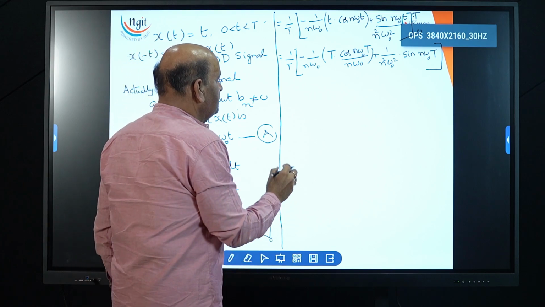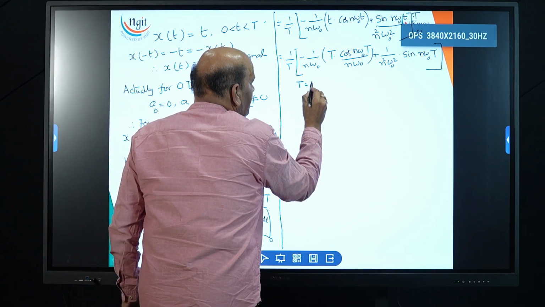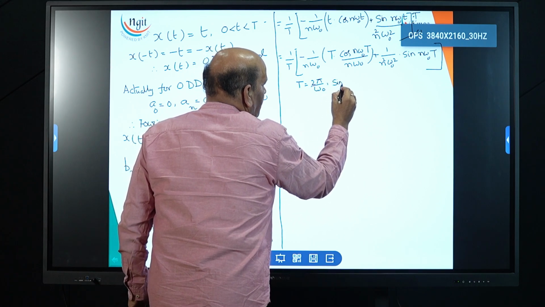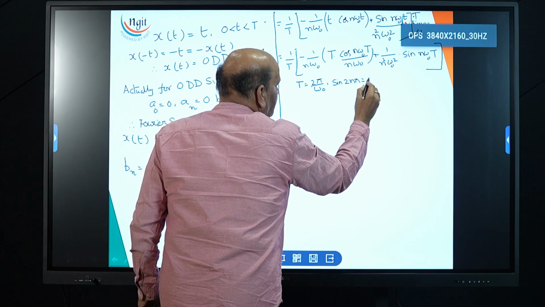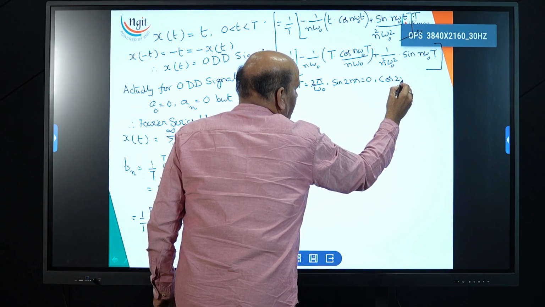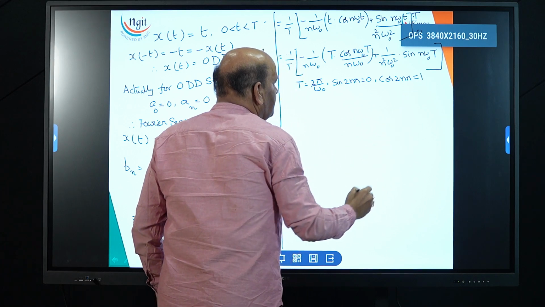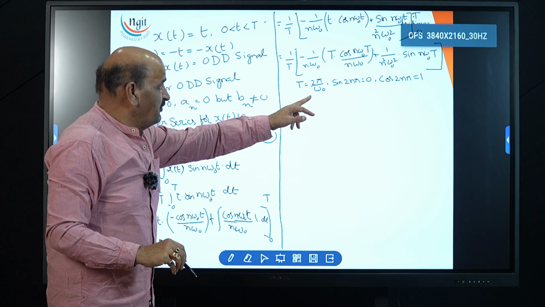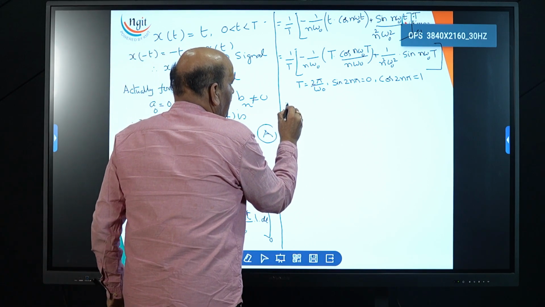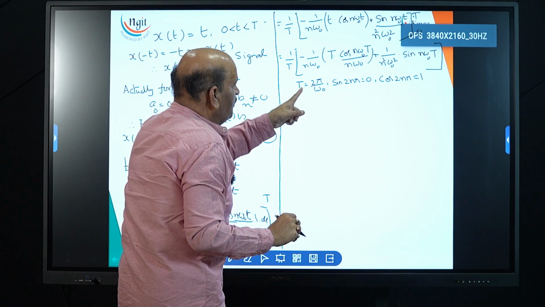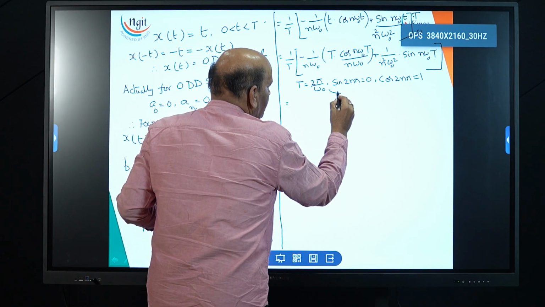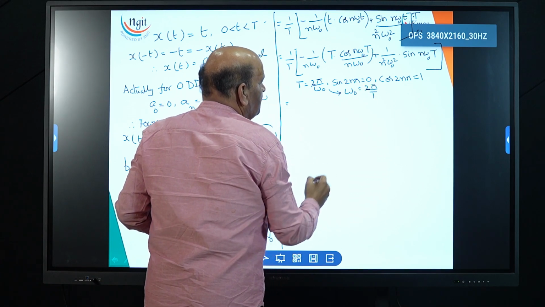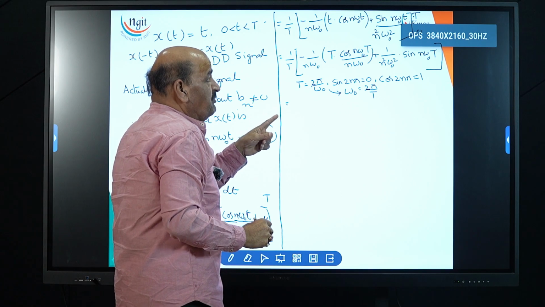Now we know that T is equal to 2 pi by omega naught, and also the formula sine 2n pi equal to 0, and another formula cos 2n pi equal to 1. These three formulae are very much important before solving this one. Whenever we substitute T equal to 2 pi by omega naught, this means omega naught is equal to how much? It will become 2 pi by T. So wherever there is omega naught, replace it by 2 pi by T.